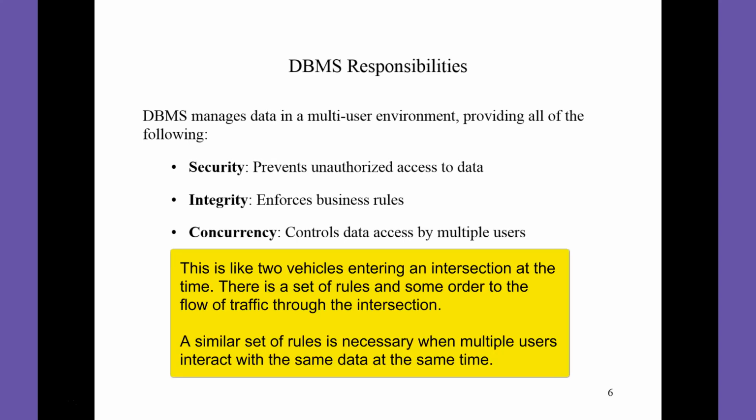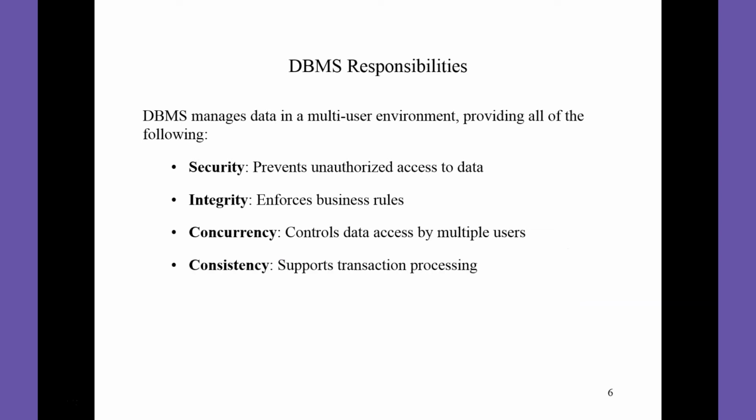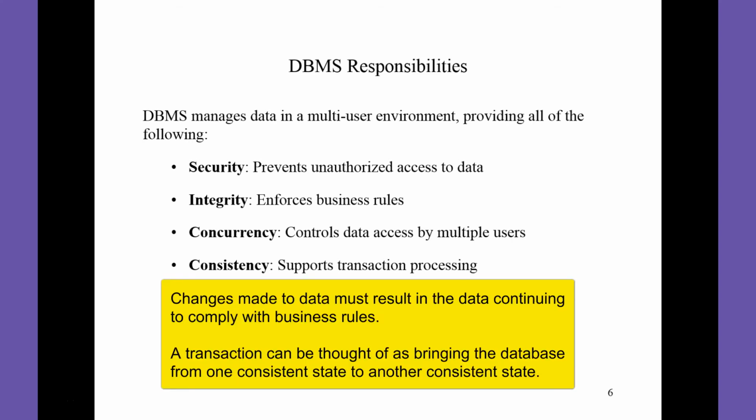Concurrency refers to the issue of multiple users attempting to access the same data in the same manner at the same time. Two people trying to read the same data, or two users trying to modify the same data at the same time. There has to be some guarantee as to how this will be conducted. That's concurrency control. Consistency refers to the idea of supporting transactions.